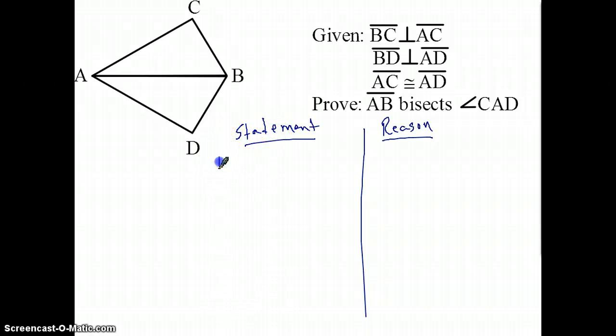First, let's state our given that BC is perpendicular to AC. What does that tell us? Well, if BC is perpendicular to AC, that tells us this angle right here is a 90-degree angle, or more importantly, a right angle. So let's state that angle C is a right angle. And why can we state that? Well, if perpendicular, then right.